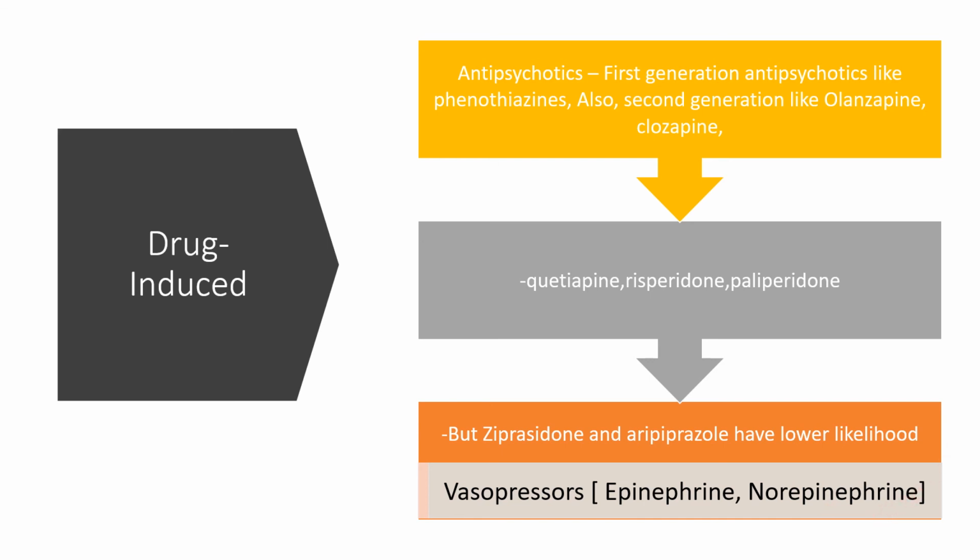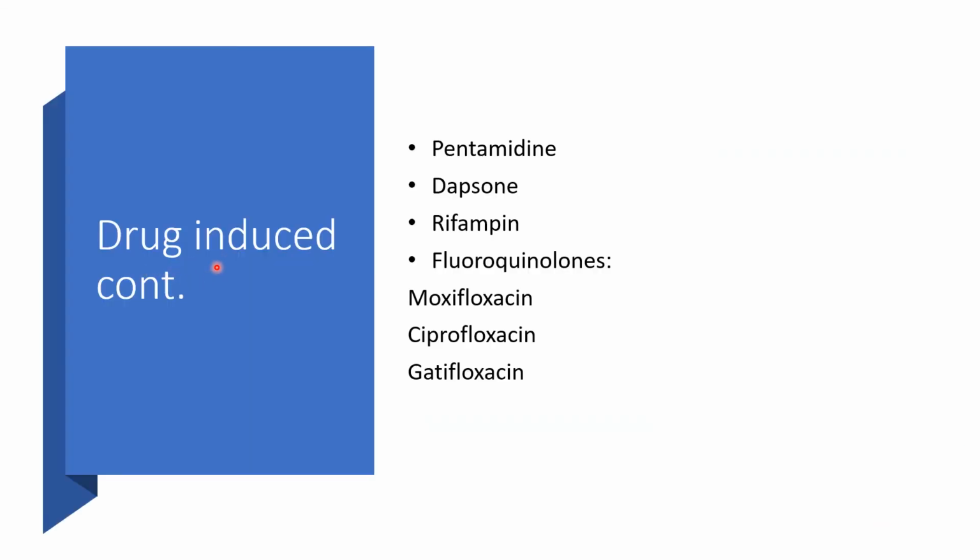Still going through the list of drugs that could induce or worsen diabetes mellitus will be pentamidine. I have a full presentation on that right here. Please check my channel. Dapsone, also have a full presentation. Rifampin, fluoroquinolones, moxifloxacin, ciprofloxacin, gatifloxacin. I have full presentations on these here, dapsone and pentamidine. I have not put the links there because it will become cumbersome. Imagine putting links behind each of them.